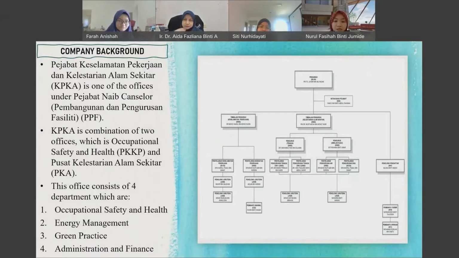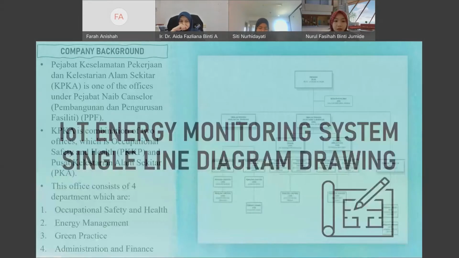Under Pusat Kelestarian Alam Sekitar, under KPKA, they have four sub-offices, which consist of occupational safety and health, energy management, green practice, and also administration and finance.